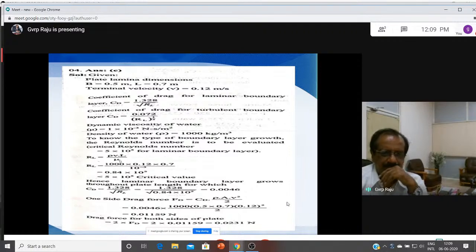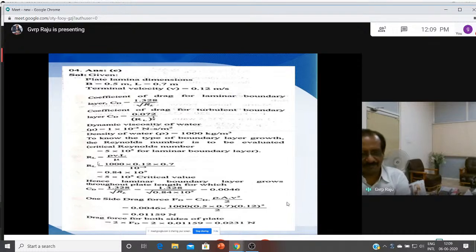So then find out the Reynolds number here. It has given rho 1000 and velocity 0.12 and length 0.7 and the mu value. So from that, the Reynolds number is 0.84 into 10 power 5. As it is less than 5 into 10 power 5, this is a laminar boundary layer. So you can use the laminar boundary layer expression. CD is equal to 1.328 by square root RL. So 1.328 by square root of 0.84 into 10 power 5, which is equal to 0.0046.